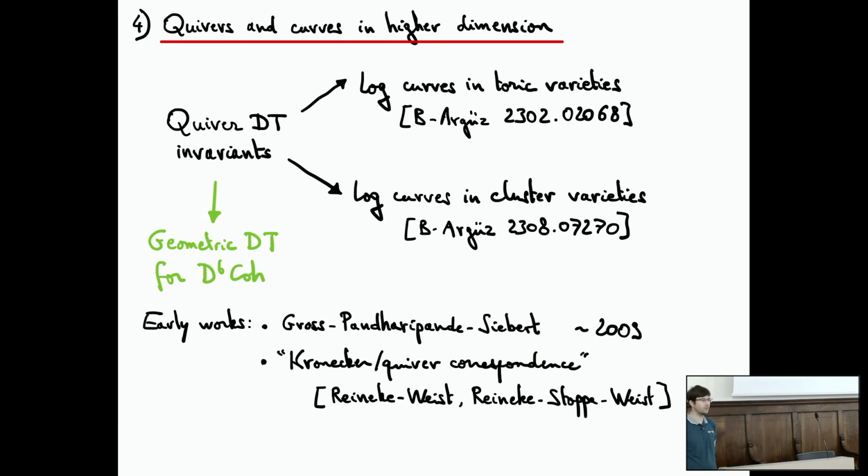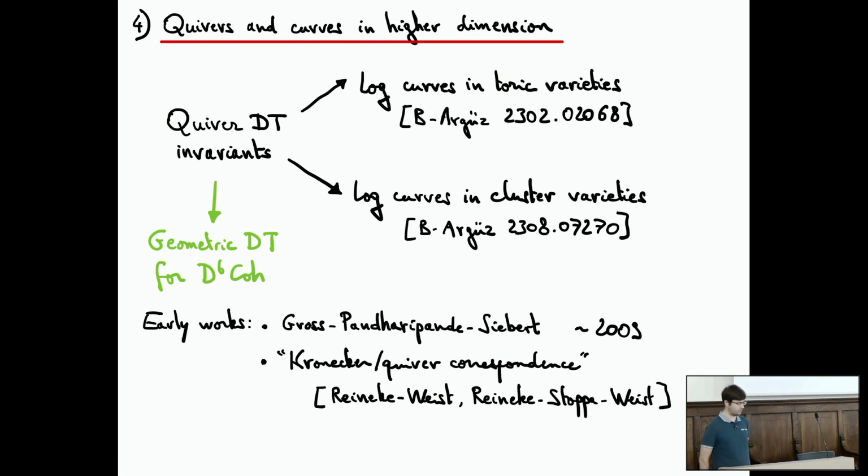I will explain the correspondence between quiver Donaldson-Thomas invariants on the one hand, and on the other hand, some complex algebraic curves, which will actually be log curves, as in Bernd's lectures. And there will be actually two stories, one story involving log curves in toric varieties, and a second story involving log curves in cluster varieties. And so this main correspondence will involve quiver DT invariants, but if I have time at the end, using the fact that sometimes quiver DT invariants can be related to geometric DT invariants, we might say something interesting involving geometric DT invariants counting coherent sheaves on Calabi-Yau threefolds.